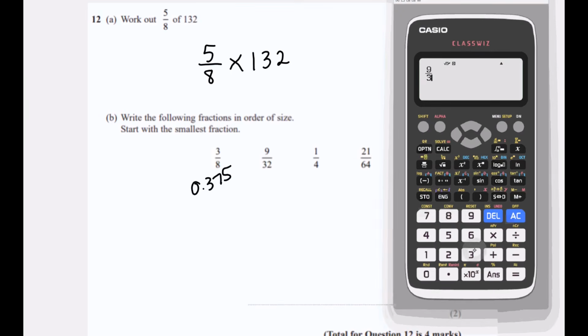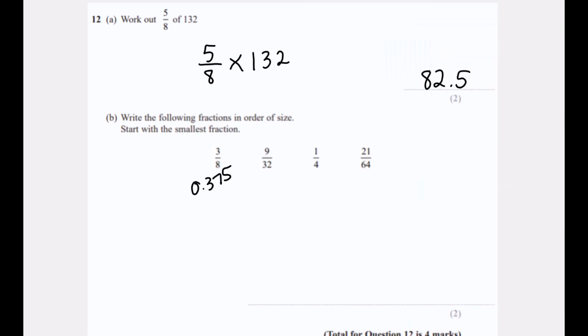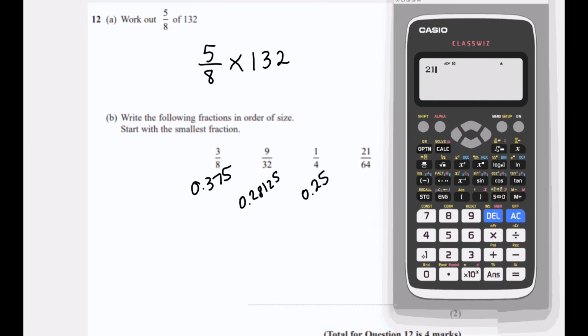9/32 is 0.28125. 1/4 is 0.25. And 21 out of 64 is 0.328125.